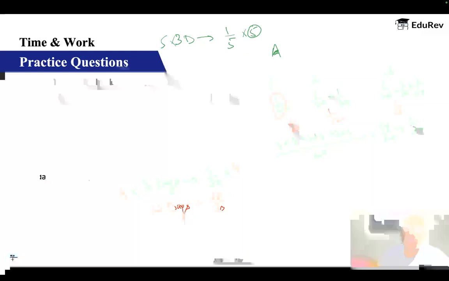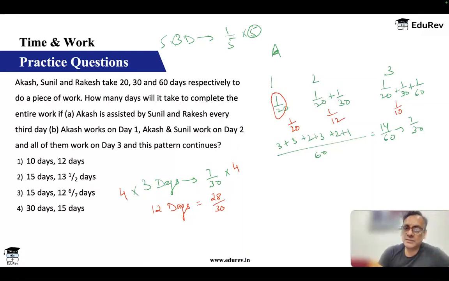So the 13th day will be same as day 1. Now how much work is left? Work done is 28 by 30. Work left is 2 by 30, right? 1 minus 28 by 30 is 2 by 30. 2 by 30 is the work that is left.